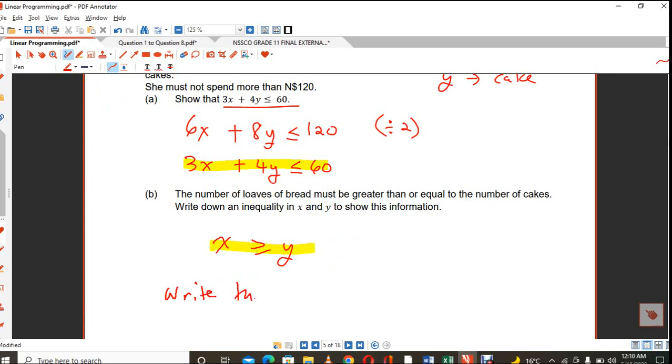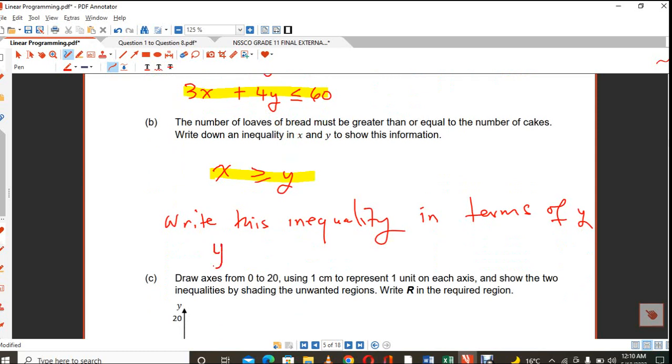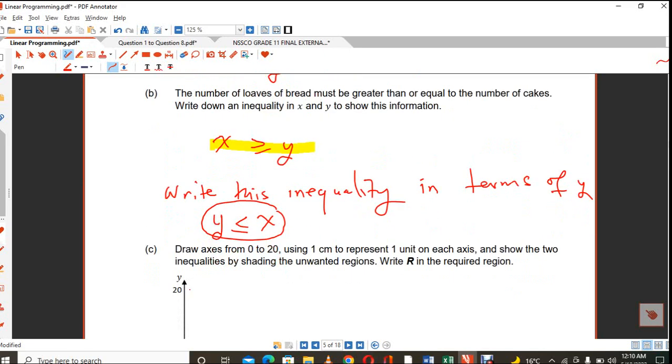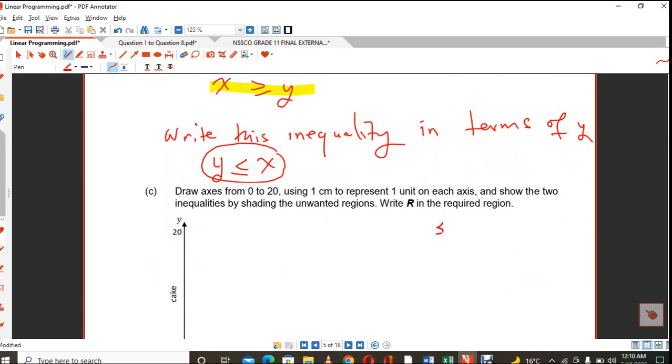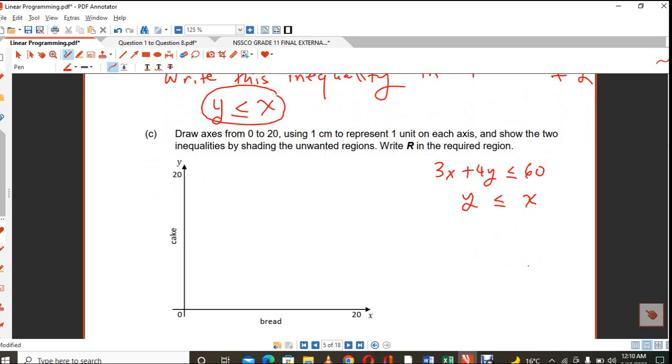Write this inequality, this one here, in terms of y. Okay, so that means you will be saying y is less than or equal to x. From that side, it's the same thing. So it's very important that you do that. Right, so the 2 lines are 3x plus 4y less than or equal to 60, and y less than or equal to x. Good. So from here, I already gave you sort of a layout of how it should look.